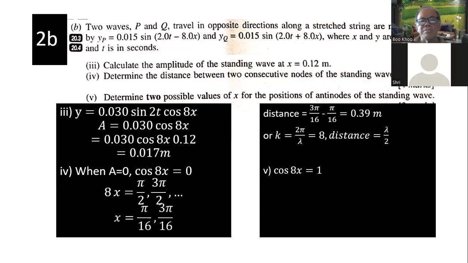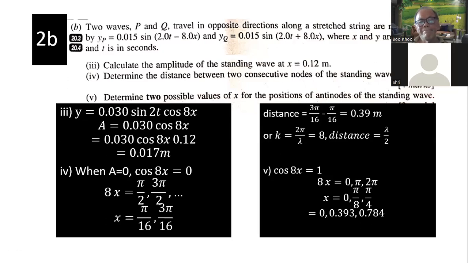Then determine the two possible values of x for the position of antinodes of the standing wave. Antinode, remember, you want this A to be 0.030. That's the amplitude, that's why I put 1 here. And there's your math problem now, where this equals 1, it can be cos 0 or cos pi or cos 2 pi. And from there, you can get that.